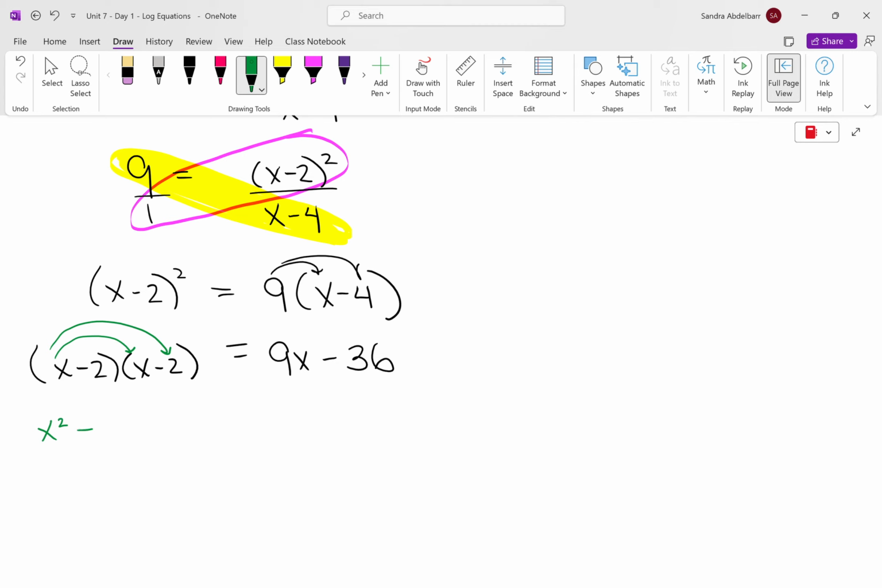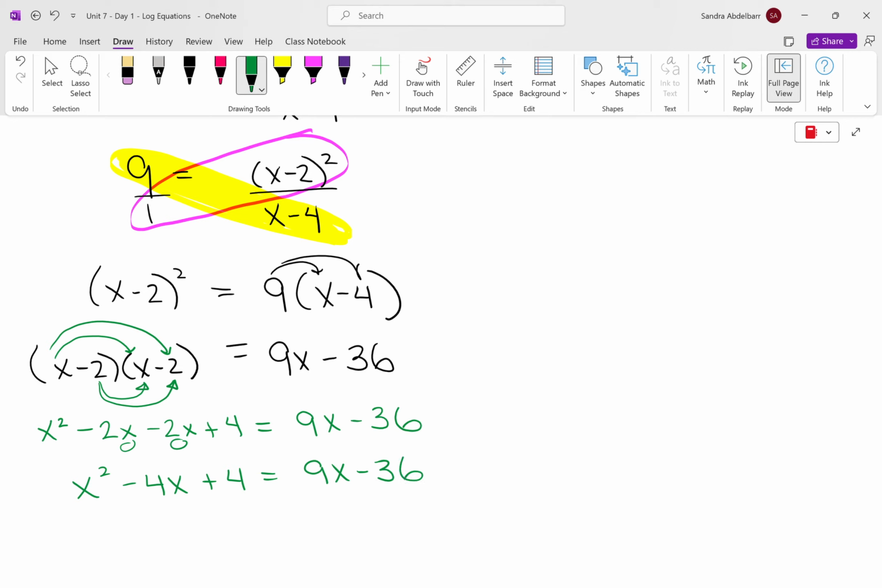So now we're foiling. X times x is x squared. X times negative 2 is a negative 2x. Negative 2 times x is a negative 2x. Negative 2 times negative 2 is a positive 4. Combine our like terms here. We get x squared minus 4x plus 4 equals 9x minus 36.